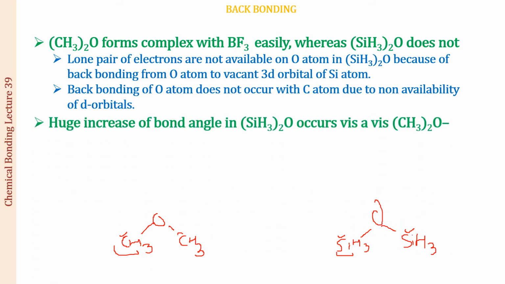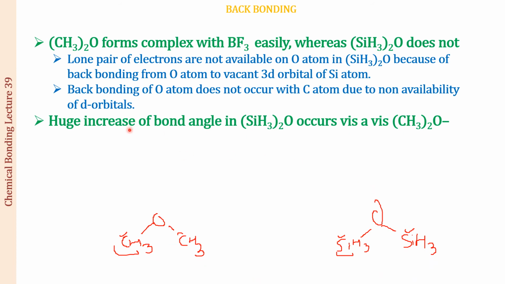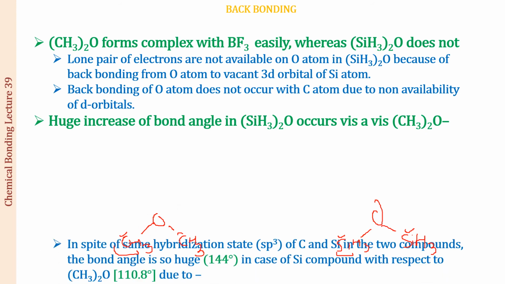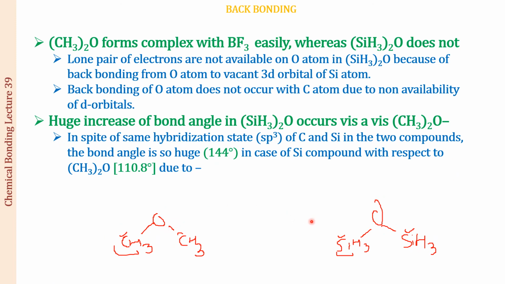Let us look at one more application. There is a huge increase of bond angle in disilyl ether in comparison to dimethyl ether. Why? So what you can see is that in both of them oxygen has 2 lone pairs of electrons. If you compare with the water molecule, this has a bond angle of 104.5 degrees. If you compare this with the bond angles in both these molecules, what you will find is that in disilyl ether the bond angle is 144 degrees. Dimethyl ether, the bond angle is 110.8 degrees.